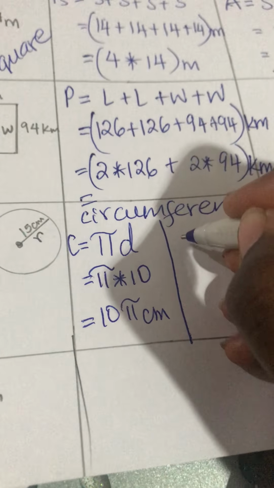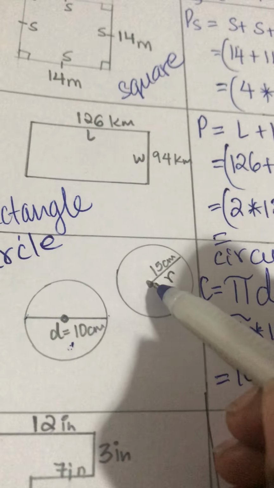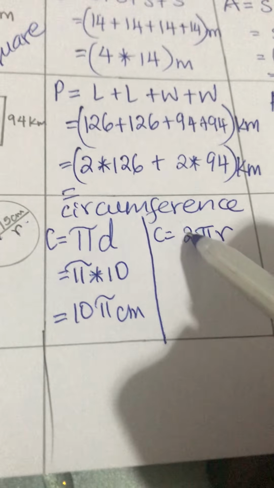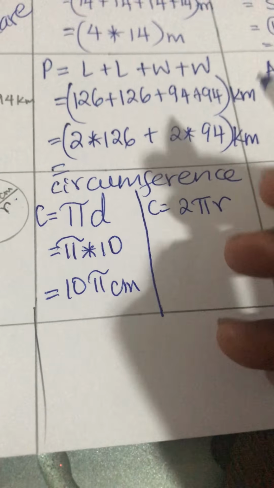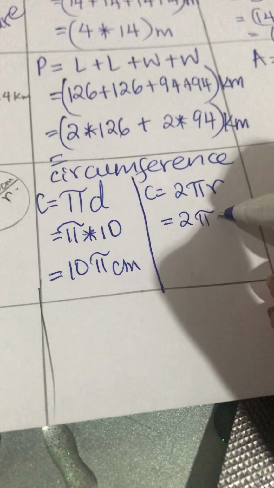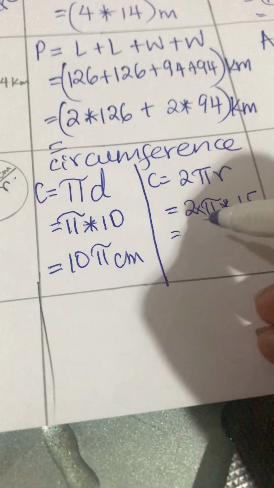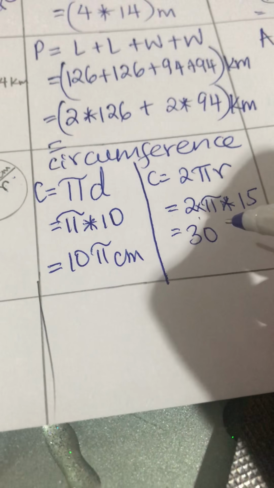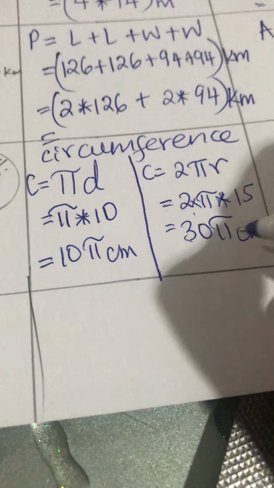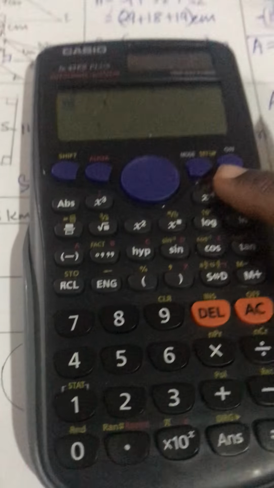And then the other formula: circumference is 2 pi radius. Where the line only starts from the center to the end is called the radius. When you've been given the radius, you use this formula. So 2 pi times 15. That means 2 times 15, which is 30 centimeters, 30 pi centimeters. And this is your answer, or you change it in the calculator into a decimal.